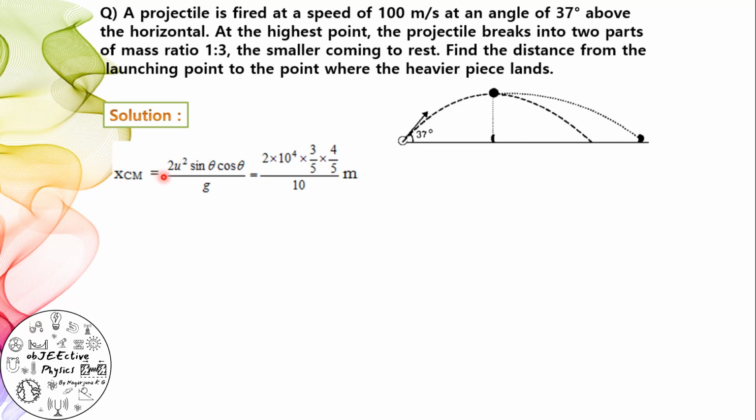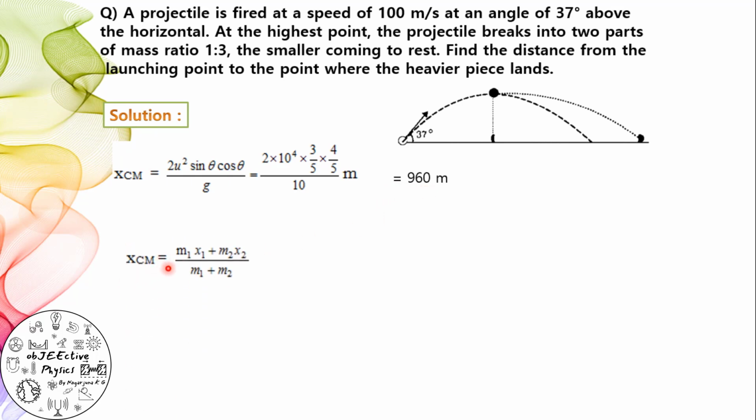Range formula, we know, is 2u² sinθ cosθ divided by g. That is equal to 2 into u, which is 100, that is 10², 10² whole squared is 10^4, into sin 37 degrees, which is 3 by 5, and cos 37 degrees, which is 4 by 5, whole divided by g, value 10. That is equal to 960 meters.